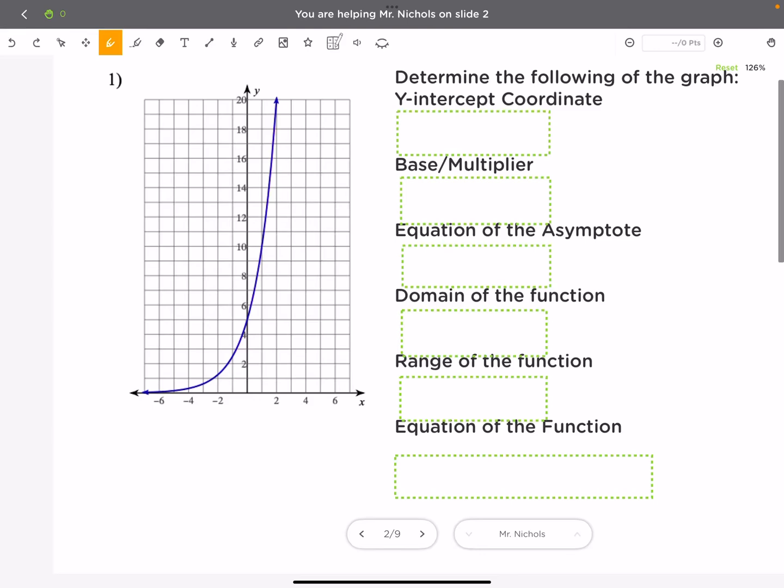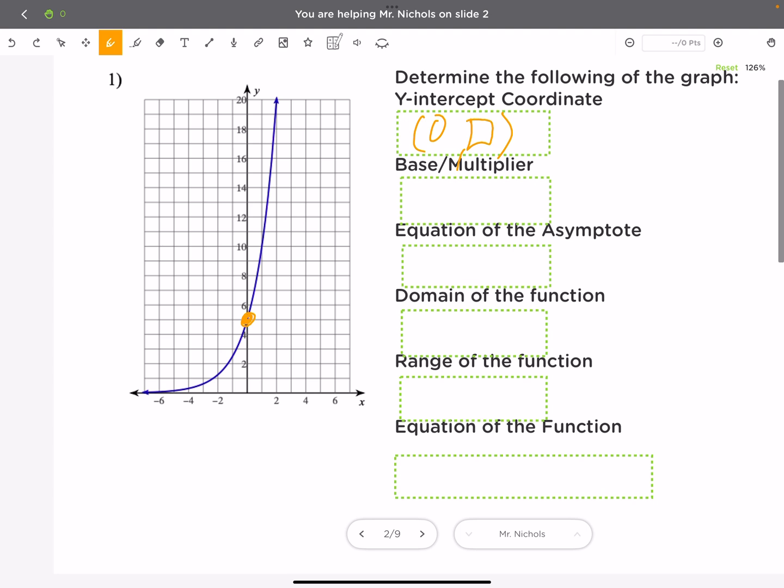Okay, so for these, we need to determine the following things from the graph. So the y-intercept is pretty simple. Make sure you type it as a coordinate, and you can just see the graph right here is at 0, comma, the y-intercept. And so just put that value there.